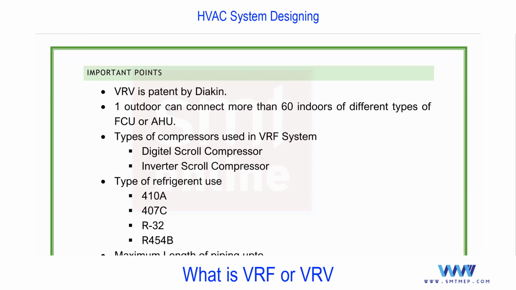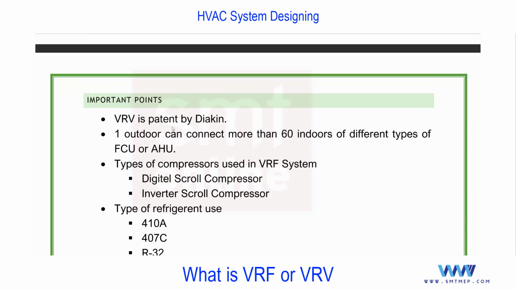As I explained just now, VRV is patented by Daikin, so other manufacturers use the term VRF. From the technology point of view, both are the same. And one outdoor can connect to more than 60 indoors of different types of FCU or AHU. FCU can be a concealed FCU, a decorative FCU, or it can be a floor mounted AHU, or a ceiling suspended AHU.